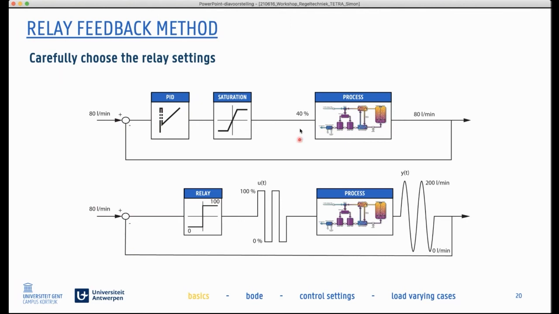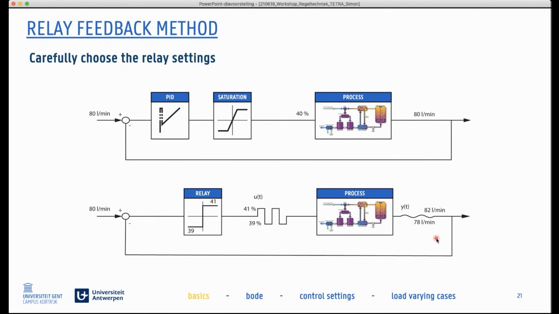Then, of course, if you go to a factory where it is important that the process keeps running, you will not switch between 0% and 100%, because then the flow might vary between 0 liters per minute and 200 liters per minute. You limit the saturation. We limit the relay between 39% and 41%. And then you get a small vibration on the actual flow, and maybe that will not be harmful for the rest of the factory. It's not a problem that you have a small variation around that 80 liters per minute.